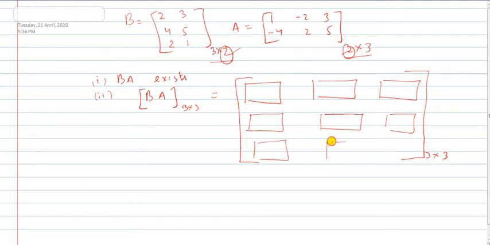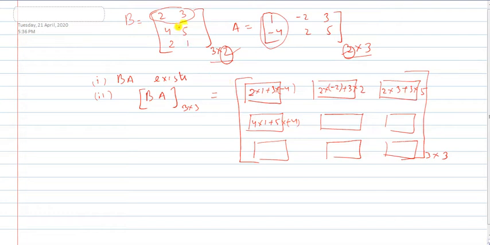So there will be 9 elements total, and here this is the first row and first column. Again, this is the first row and this is the first column, and multiply 2 cross 1 plus 3 cross minus 4. Again, this is the first row and second column, that is 2 cross minus 2 plus 3 cross 2. This is the first row and the third column, that is 2 cross 3 plus 3 cross 5. Again, this is the second row, first column, 4 into 1 plus 5 into minus 4. You see, second row is 4 5 and first column is 1 and -4.